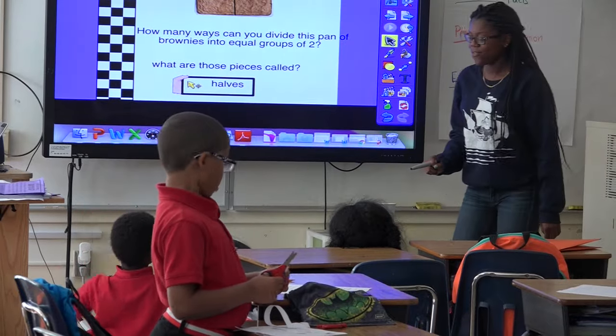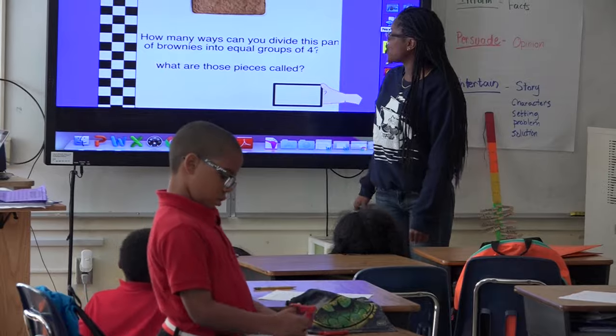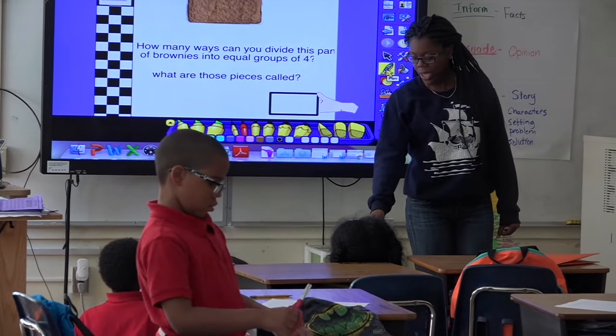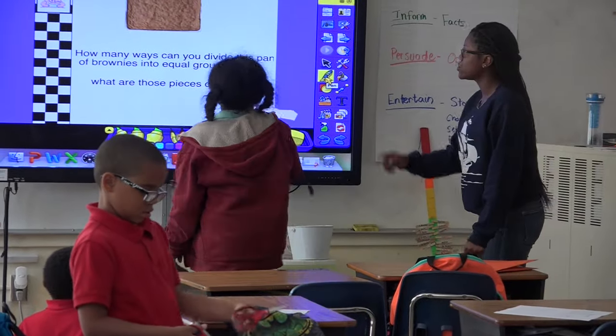Half. Called a half. Yep, smart. All right, how many ways can you divide this pan into equal groups of four? Divide that pan into equal groups of four. I want to divide this brownie among the four of them. Show me how to do that.